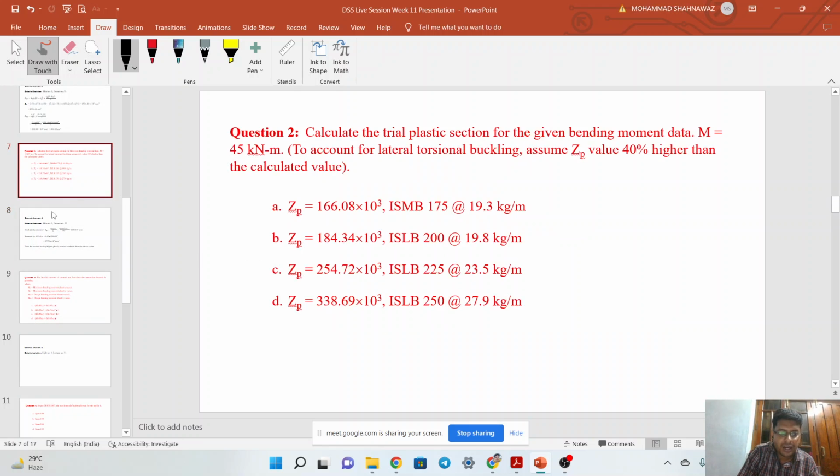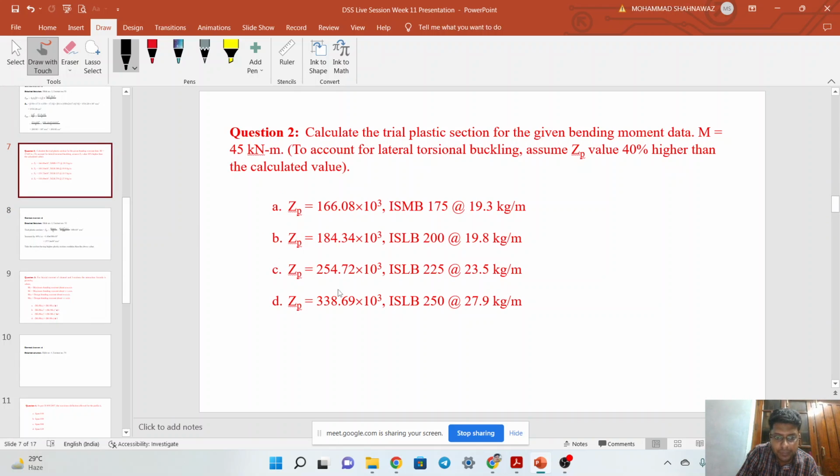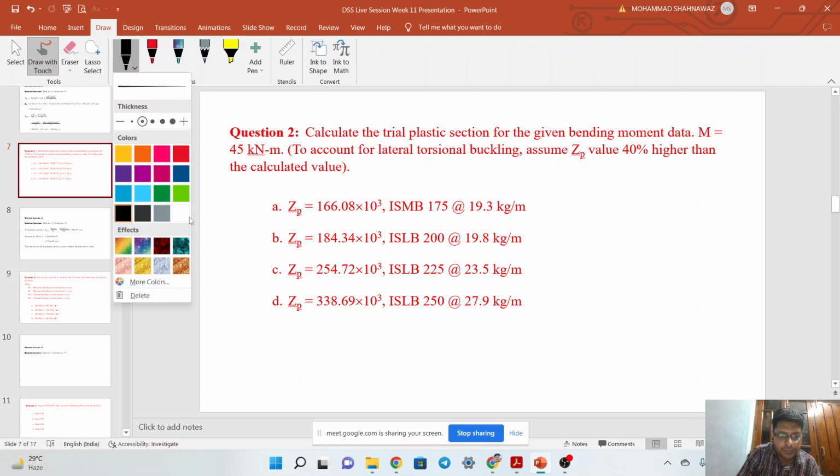What is the value? 277.2. These other three values are less than 277.2, and only option D is having a ZP value more than 277.2. So option D is correct.